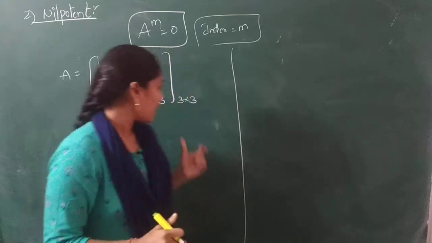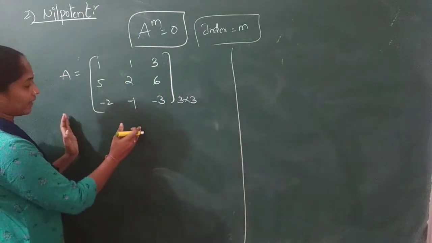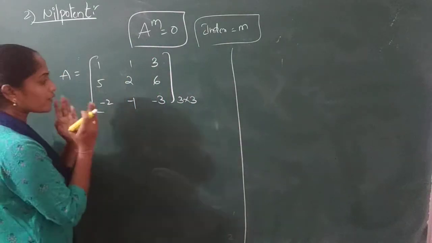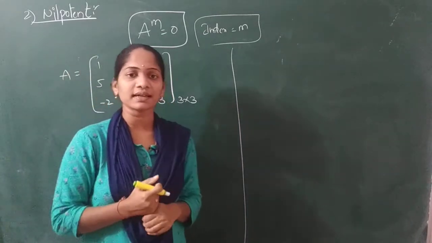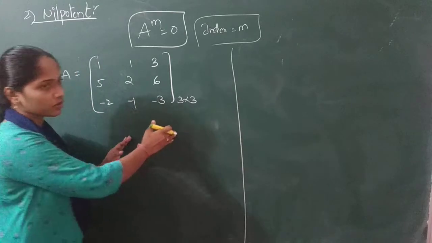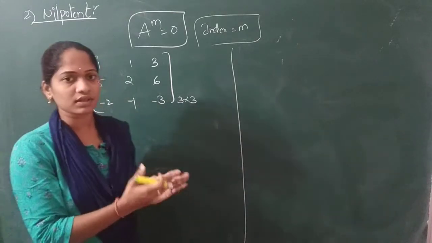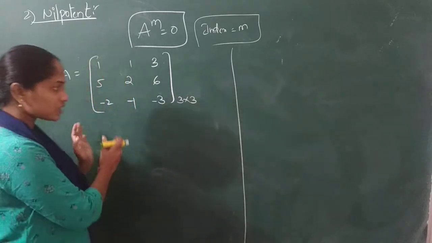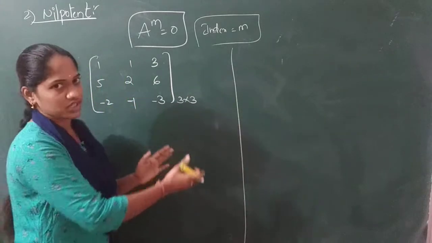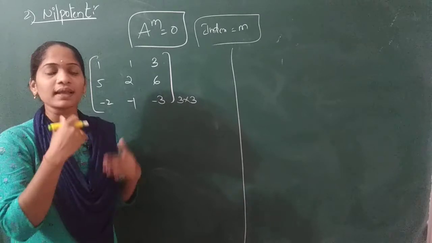Let's see the example. This is your A, given A, right? So now you have to check whether this A is nilpotent or not. What do you have to check to see if it is nilpotent? First, this is 3 cross 3, so we say the index along with the order. You have to check. First, what to do, A square, that is A into A. Next, A cube, that is A into A square.